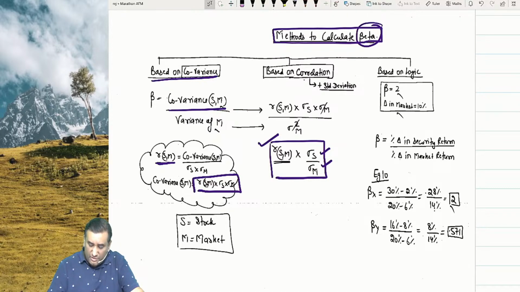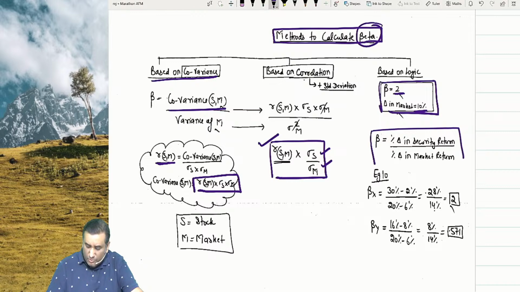Third is the logic form, which we have been using in the derivatives a lot. If the beta is 2 and market changes by 10, we say the stock will change by 20. So the formula becomes, which we used in some questions in the derivatives also, percentage change in the security return divided by percentage change in the market return. That could be a possibility. I'll be using these formulas in some of the combinations, because there was one question which is based on the controversy which I have missed out, not taken here.